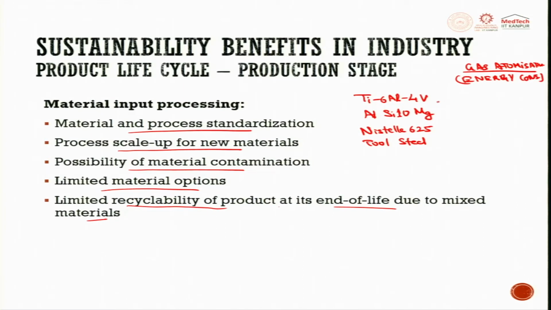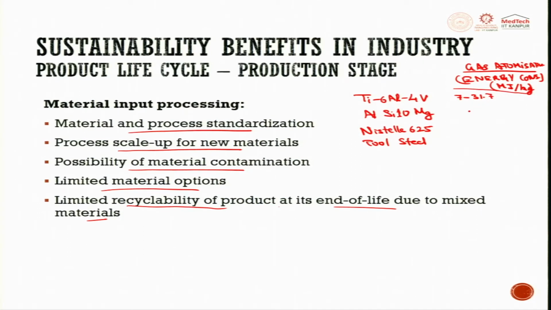So it is given that the energy consumption for titanium is around 7 to 31.7 megajoules of energy per kg of the metal powder production. So it depends upon the process parameters here. 7 to 31 kg, it is given a range.